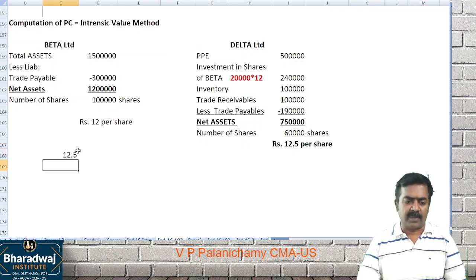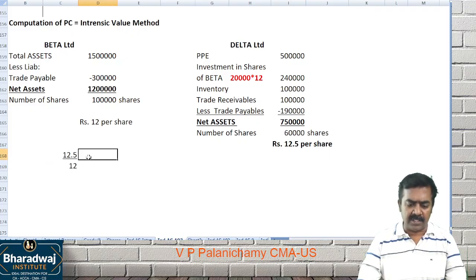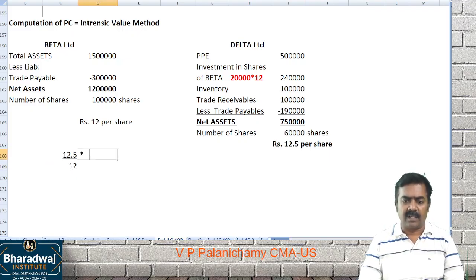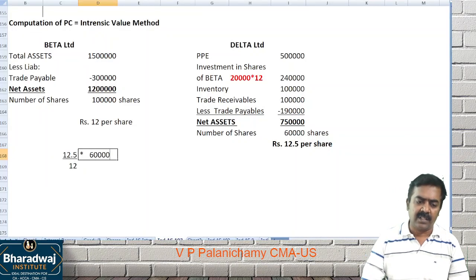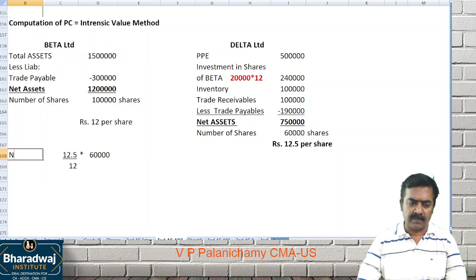12.5. What is buyer's value? 12. How many shares are there in the selling company? 60,000 shares are there in the selling company. This will be the number of shares to be given.